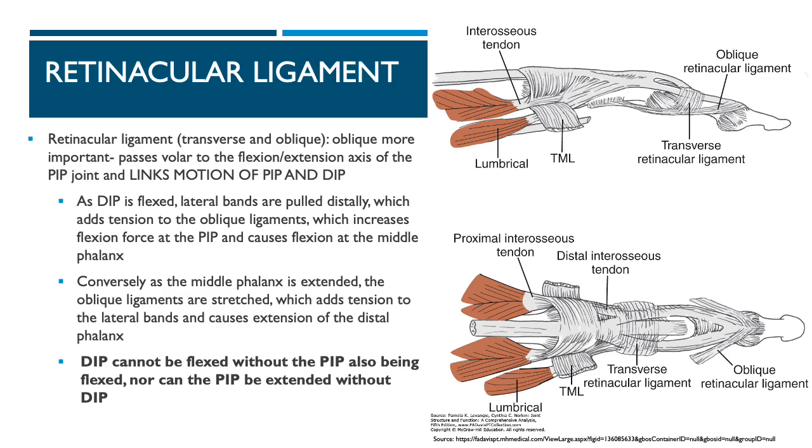So basically, because of how they're linked, I think that top picture does a really nice job of showing how it's swooping around from the volar side of one part of the digit to the dorsal side of the other part of the digit, and how the transverse retinacular ligament helps to link them together. They're working together to make sure that the lateral band stays in place, and the PIP and the DIP are intricately joined.